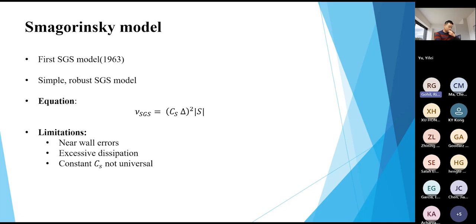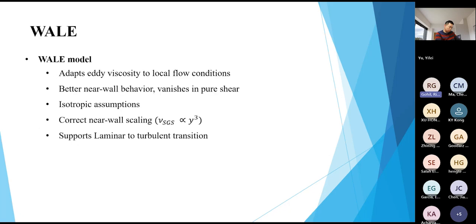This model is simple and robust, but it has limitations. Near the wall, it produces error. It tends to add excessive dissipation, which damps out important structures, and the constant used here is not universal. To address these shortcomings, Nicoud and Ducros proposed the WALE model, which adapts viscosity more intelligently.